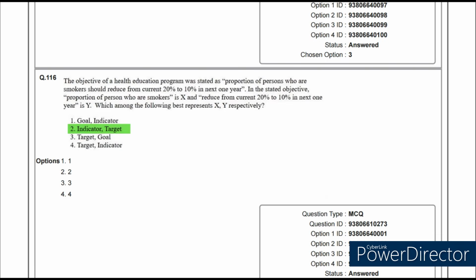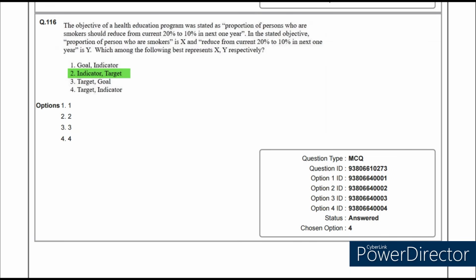And now coming to question number 116, which is on indicator and target. So in this case, the indicator should be proportion of persons who are smokers and the target should be reduced from 20% to 10% in the next 1 year.